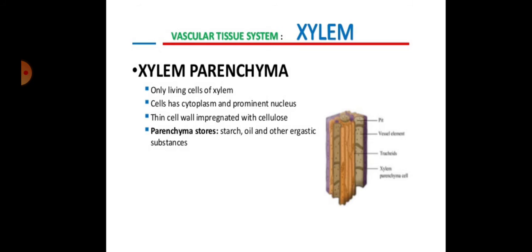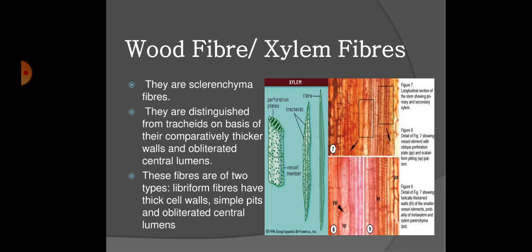Now, the second one is xylem parenchyma, the only living cell of the xylem. These cells have cytoplasm and a prominent nucleus, and a thin cell wall impregnated with cellulose. Parenchyma stores starch, oil, and other ergastic substances.